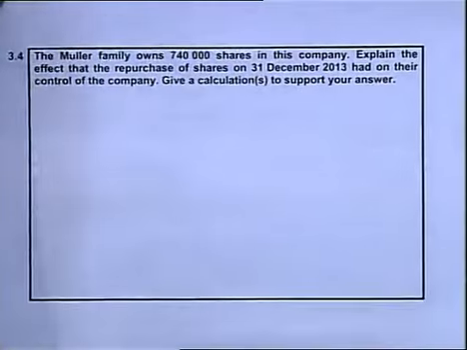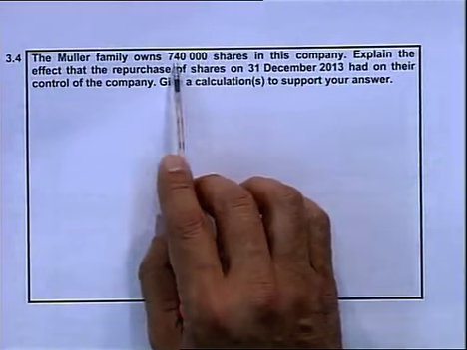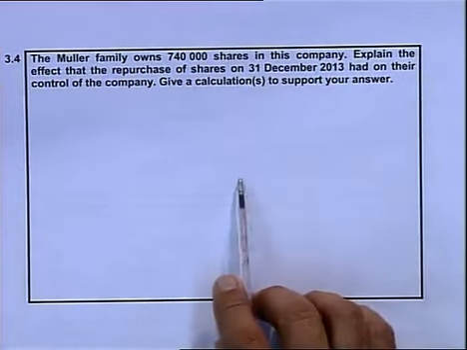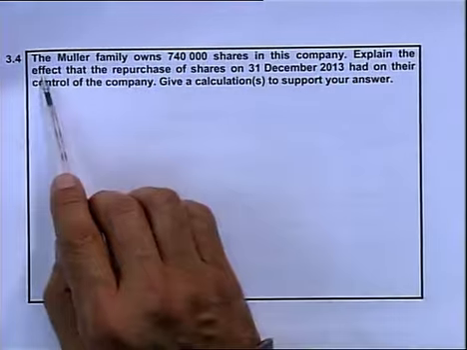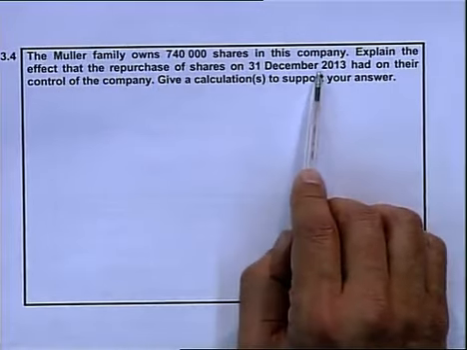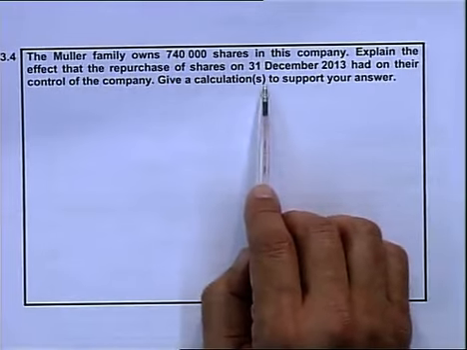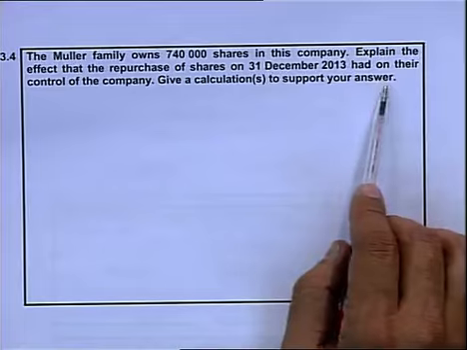There's just one thing that I want to do, if we have some more time. Question 3.4. It says the family owns 740,000 shares in this company. Explain the effect the repurchase or the buyback of shares on the 31st of December had on their control. Give a calculation or 2 calculations to support your answer.